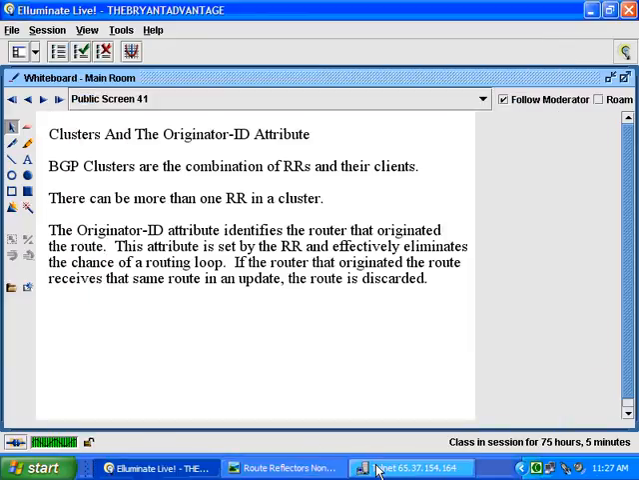And what happens is that the originator ID attribute identifies the router that originated the route in the first place. And this attribute is set by the route reflector, and it effectively eliminates the chance of a routing loop, because if the router that originated the route sees that same route in an update, it's going to be discarded. So the originator ID attribute really helps us out when we basically work around split horizon. We don't disable it because there is no command for disabling BGP split horizon. So that's why we don't have routing loops when we use route reflectors.